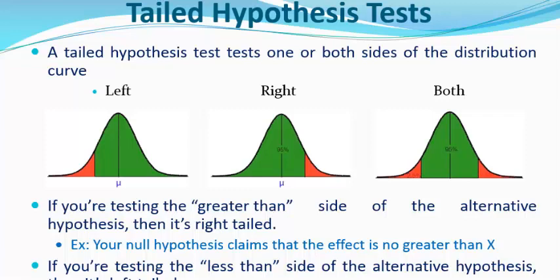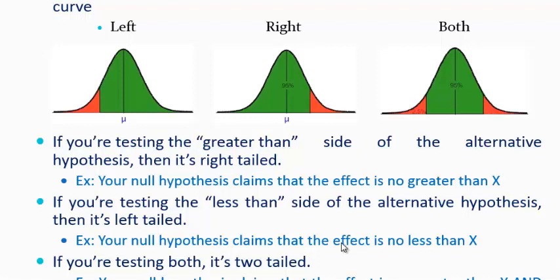So here's a couple of examples you may recall. If you're testing greater than, then it's right-tailed, which means if your null hypothesis claims that the effect is no greater than x, well then you have to try to see if you can find any results that are greater than x. Because if you do find results that are greater than x, that's not a good thing. If you're testing less than, on the other hand, then it's a left-tailed test. So if I say, for example, I am claiming that it will rain no more than 100 days this year, well, that's a right-tailed test, because we're looking to see if there's anything more than 100. We're trying to test that orange area over here.